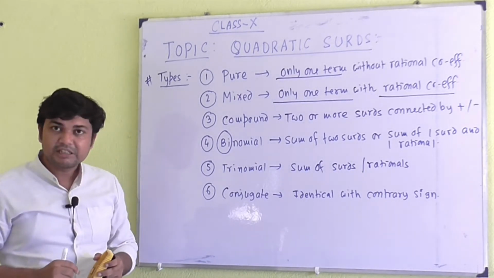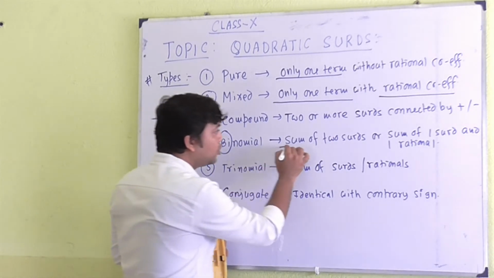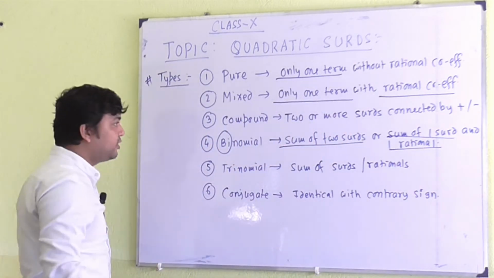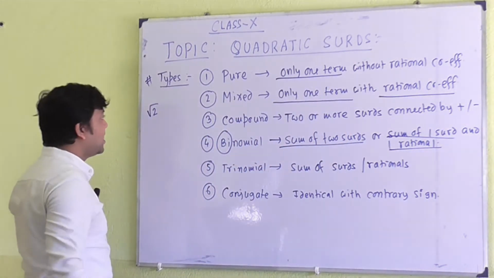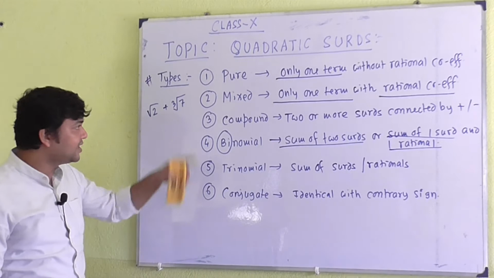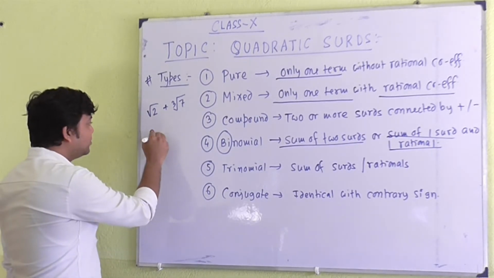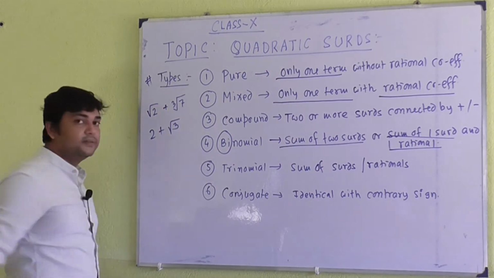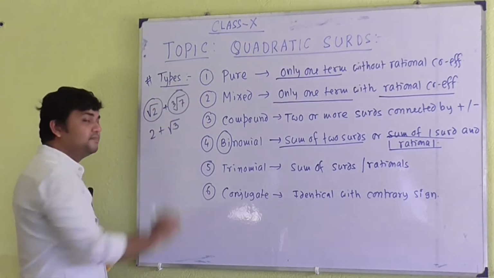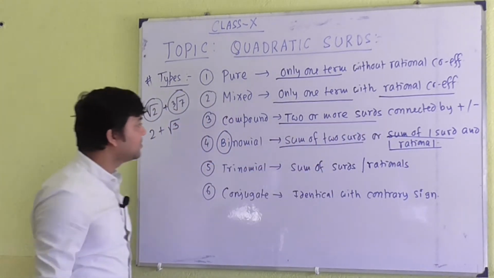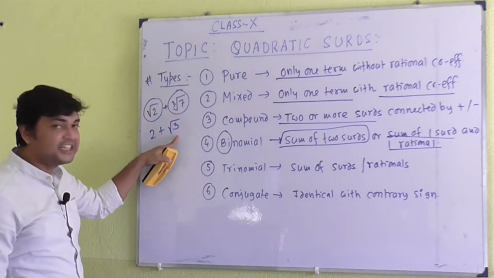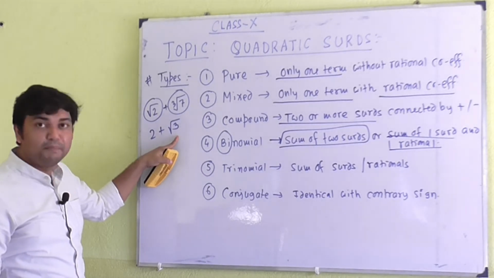Okay. Next, binomial. Always we know that this prefix bi is known for 2. So a binomial surd must consist of two terms. So it is the sum of two surds, or the sum of one surd and a rational number. If you take the example root 2 plus cube root 7, it is a binomial surd because two terms are there. Or on the other hand, you can observe 2 plus root 3. It is another kind of binomial surd. In the first, both the terms are surds. And here, one term is a rational number and another term is a surd. This is known as a binomial surd.